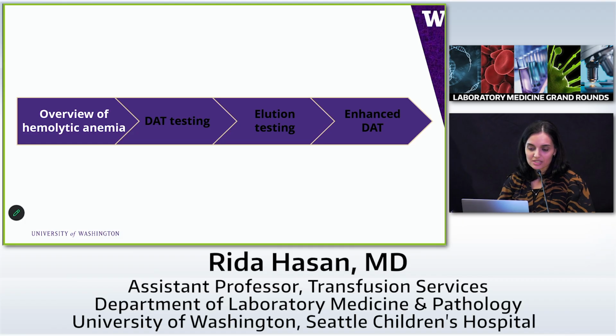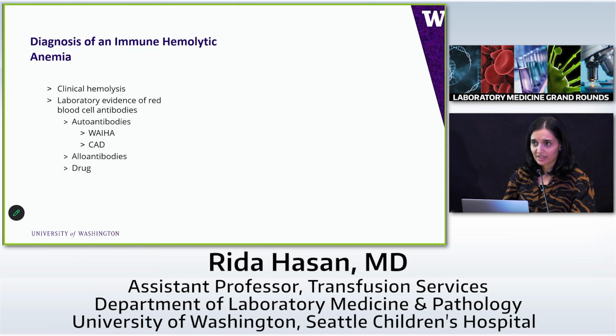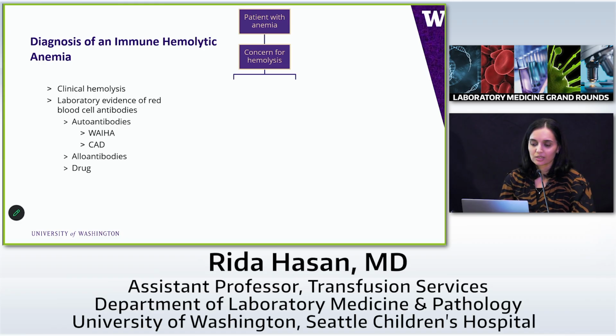And so we're gonna start with an overview of hemolytic anemia. This is something that I see all the time as a hematologist, and it's very bread and butter. You have a patient with anemia and you're trying to figure out why are they anemic. So you're going through, are they macrocytic, microcytic, normocytic? They're normocytic, their reticulocyte count is high, their bilirubin is up, so now you're concerned for hemolysis.